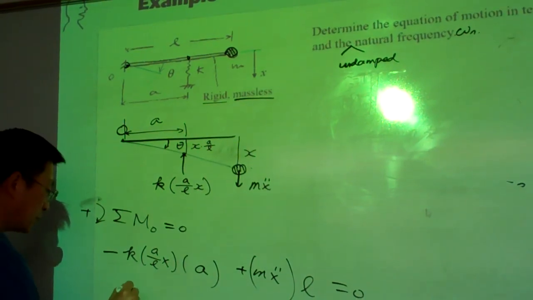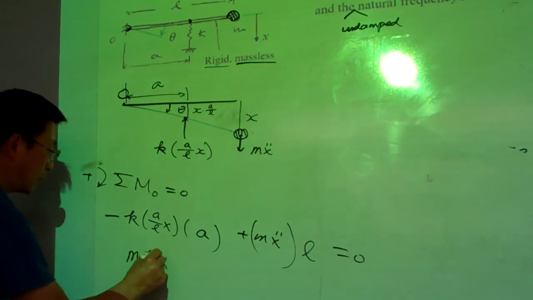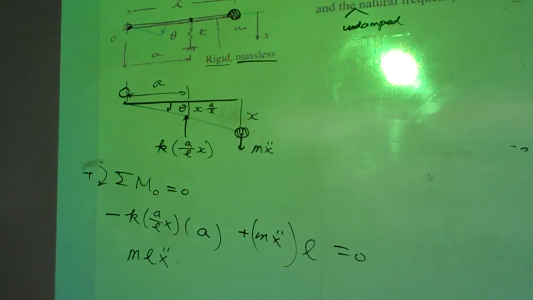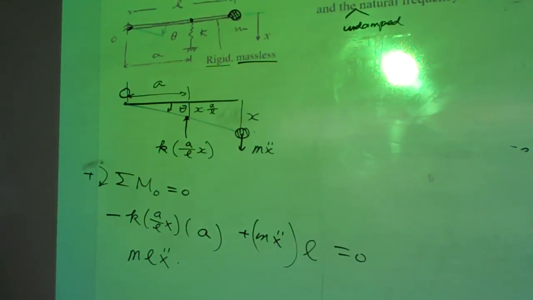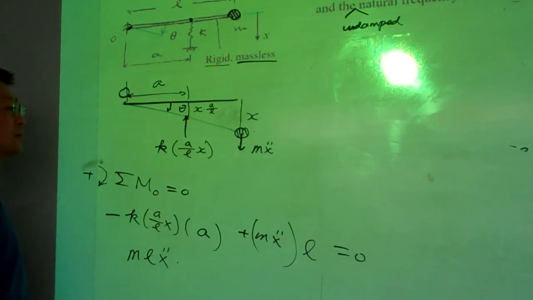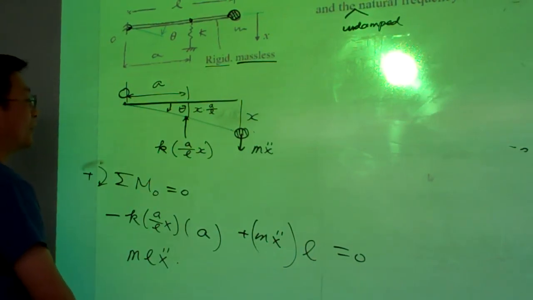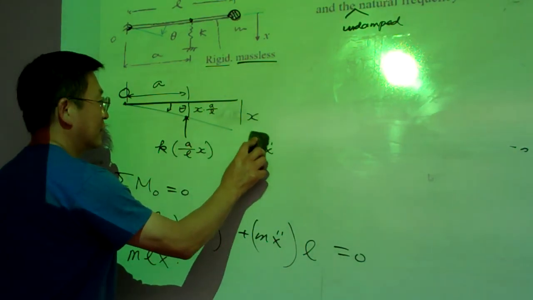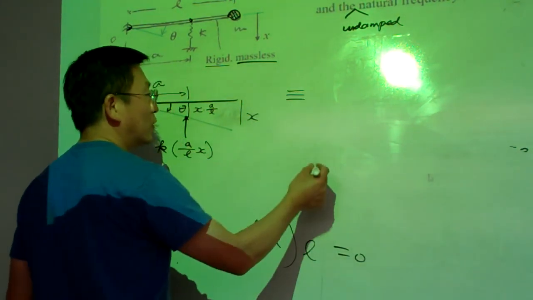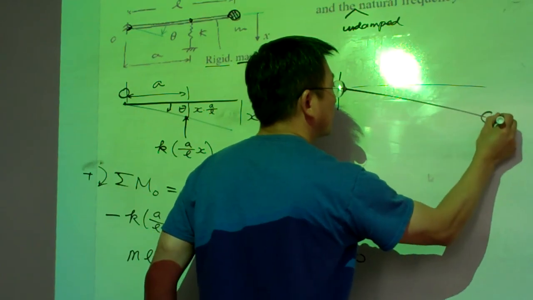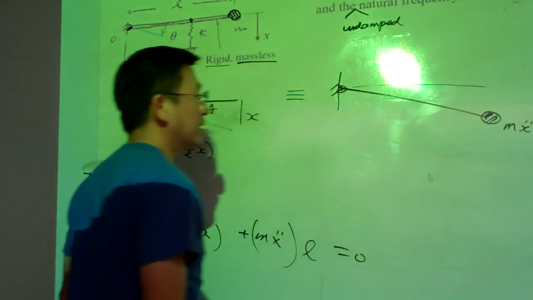So that means m L x double dot, is that right? I made a mistake. Okay. This one, again, using the original notation will be better. So there's a pivot here. I think it's easier to make this.